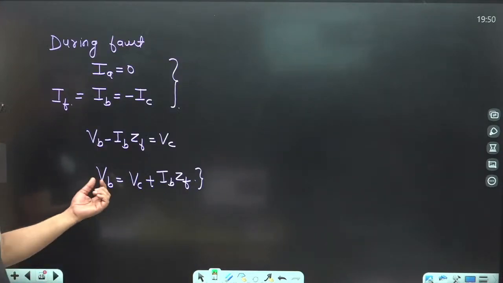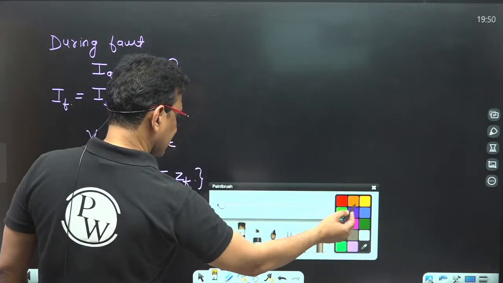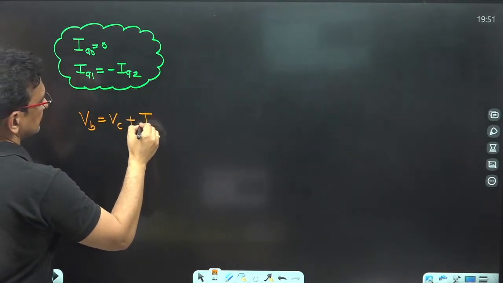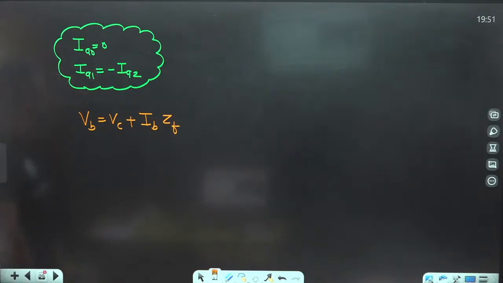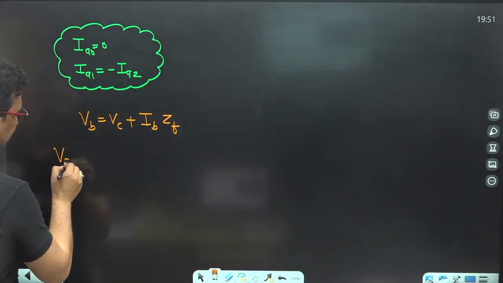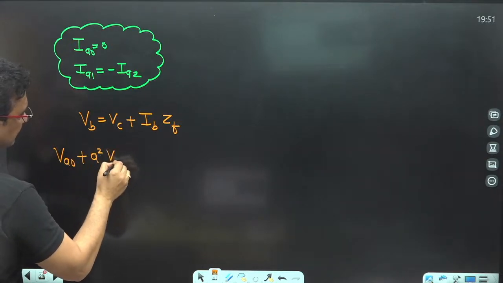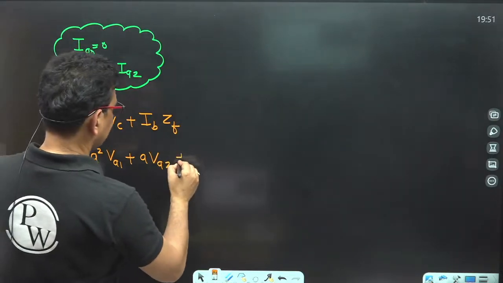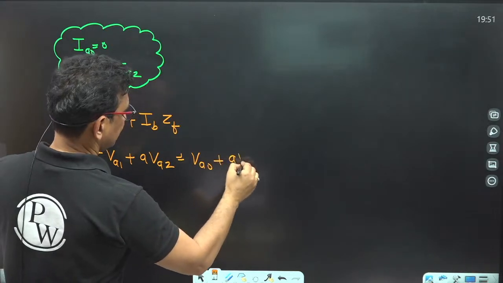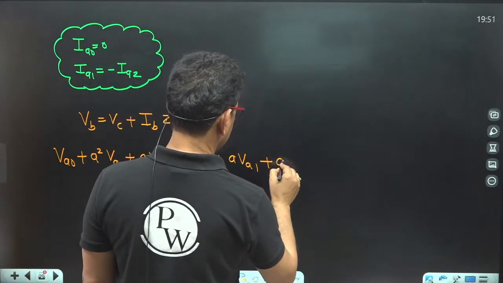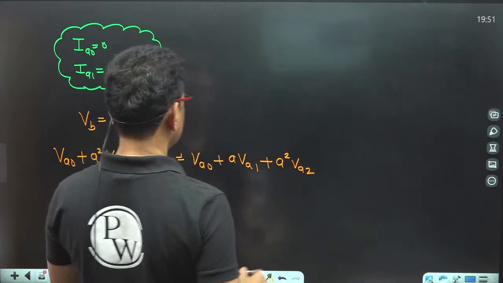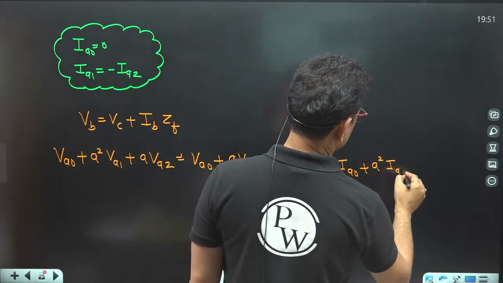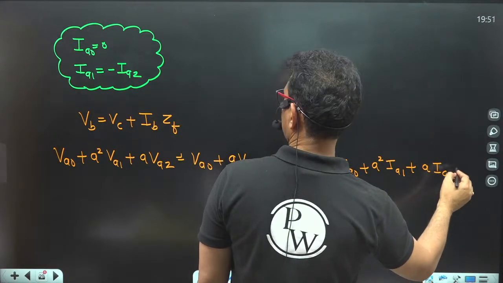Now, from the voltage equation, VB is equal to VC plus IB into ZF. What is VB in terms of sequence voltages? VA0 plus A square VA1 plus A into VA2. What is VC? VC is VA0 plus A VA1 plus A square VA2, plus IB into ZF, where IB is IA0 plus A square IA1 plus A into IA2.